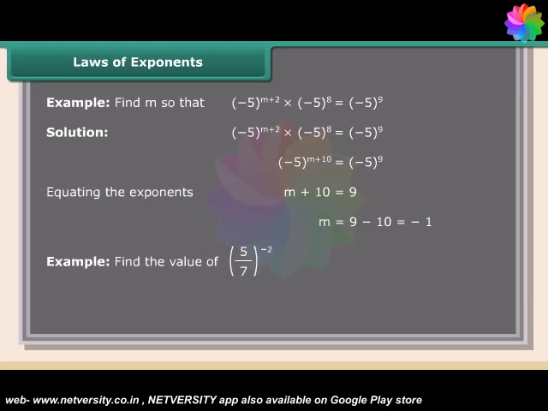Example: find the value of (5/7)^(-2). Solution: (5/7)^(-2) is equal to 5^(-2) upon 7^(-2), which is equal to 7^2 upon 5^2, which equals 49 upon 25.